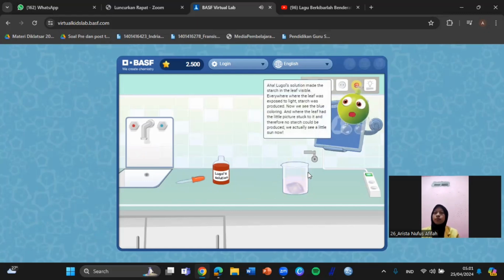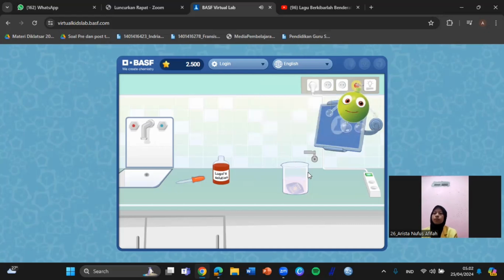Aha! Lugol's solution made the starch in the leaf visible. Everywhere where the leaf was exposed to light, starch was produced. Now we see the blue coloring. And where the leaf had the little picture stuck to it, and therefore no starch could be produced, we actually see a little sun now. But now we want to take a very close look at what happened in the plant's leaf.